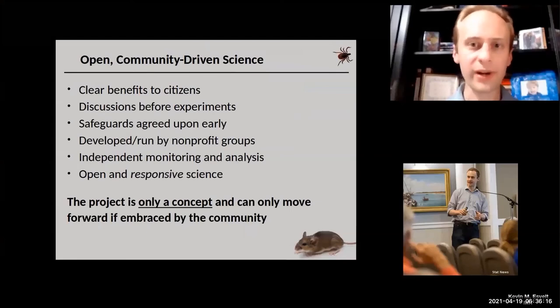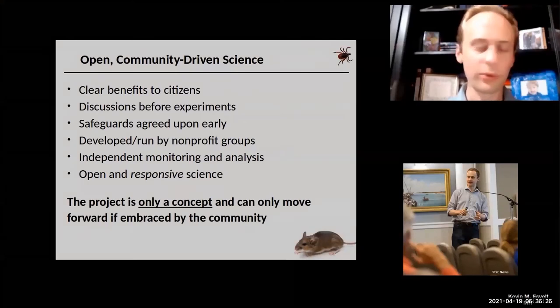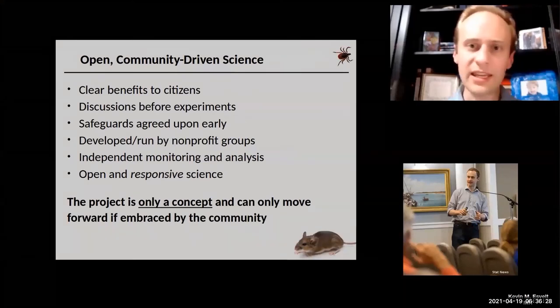Discussion should happen before experiments, and safeguards should all be agreed upon early, which is essential when you're talking about a technology that could spread. In this case, we're not using gene drive, but even so, those early stage research decisions will impact the eventual application. And what we've learned from the communities has actually shaped the direction of our research, the ways that we're developing these mice.